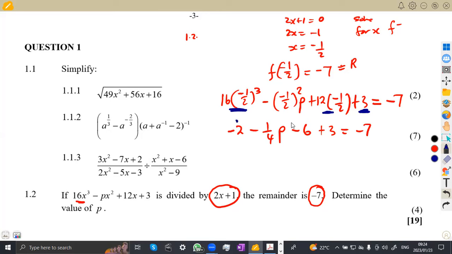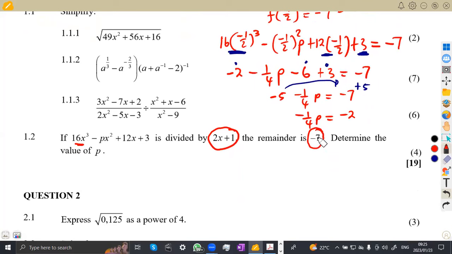So let's combine the numbers here, and this one and this one. That is going to be a -5. So that is going to be -5 minus 1/4p is equal to the remainder. Transpose -5 to the other side of the equation, it's going to be +5. So that's -1/4p is equal to -2. To find the value of p, all you need is to divide by -1/4 both sides. So this can cancel, and your p is going to give you 8. So that is the value of p.